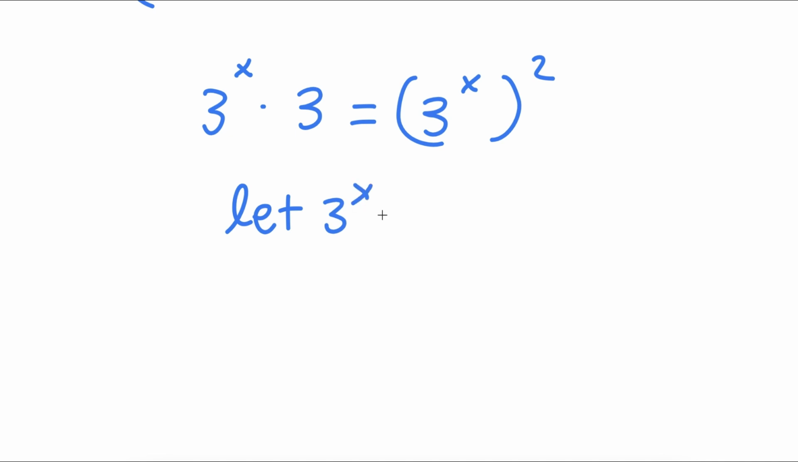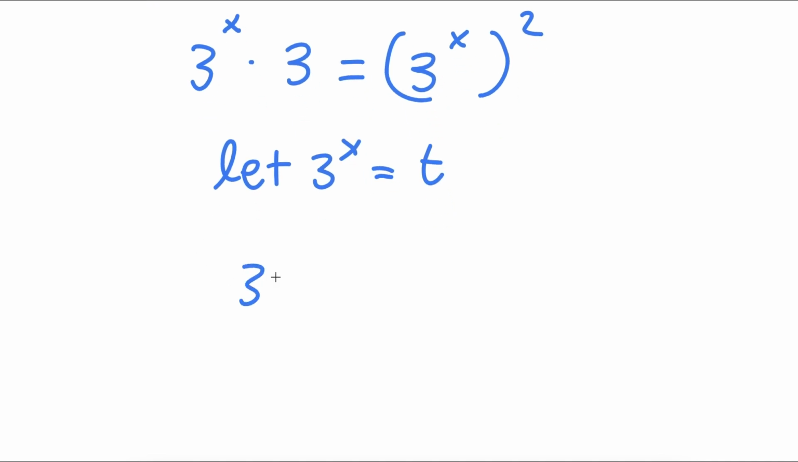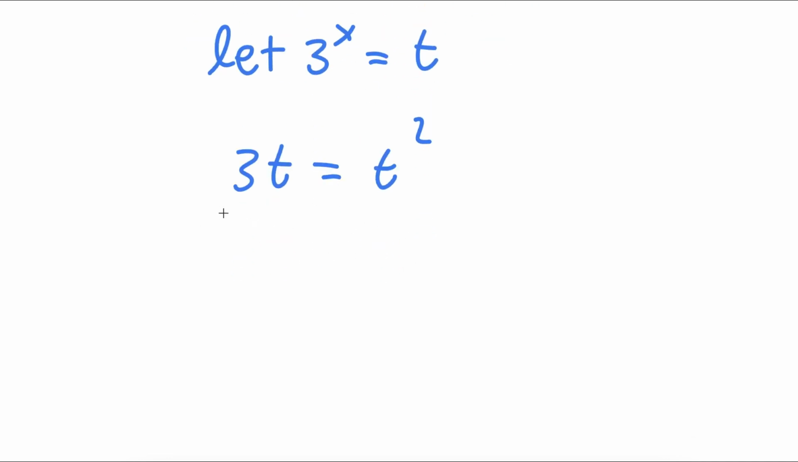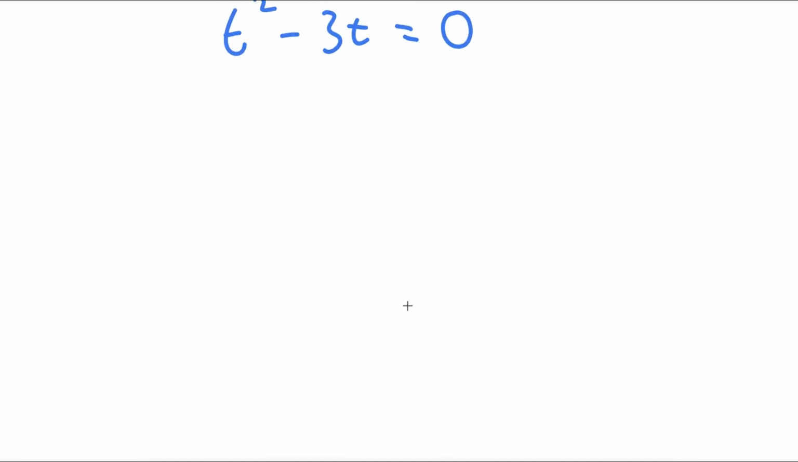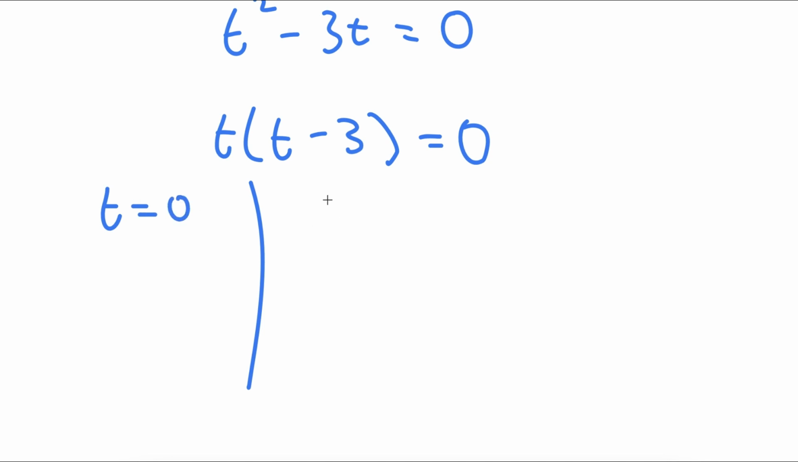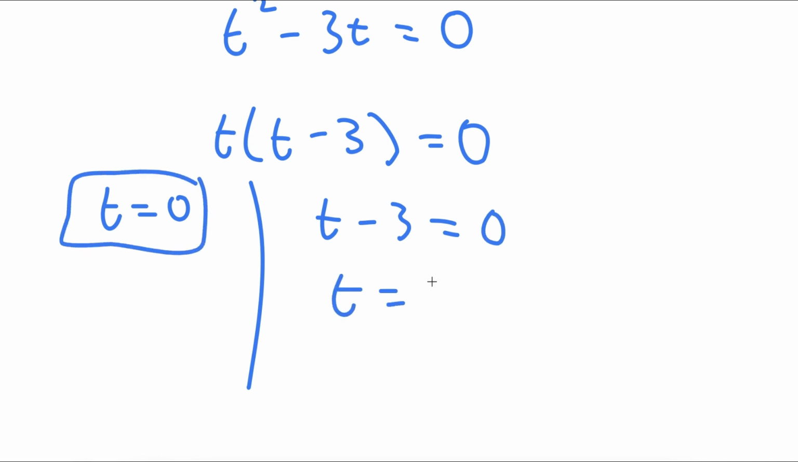Now I'm going to let 3 to the power of x equal to the variable t. So now I have 3t is equal to t squared. Now if I subtract 3t on both sides, I get t squared minus 3t is equal to 0. Now if I factor out t, I get t times t minus 3 is equal to 0. So I have two equations now. I have t equals 0, and I have t minus 3 is equal to 0. t equals 0 is already a solution for t. t minus 3 equals 0, meaning t is equal to 3.